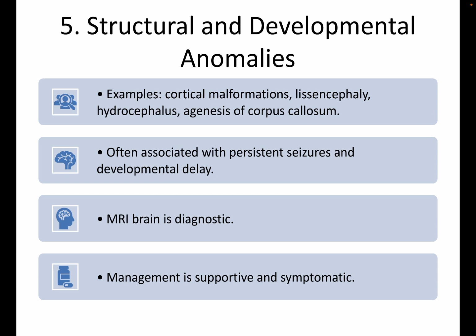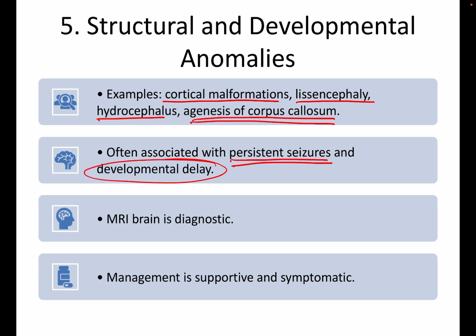Coming to structural and developmental anomalies. Examples include cortical malformation, lissencephaly, hydrocephalus, agenesis of corpus callosum. It is often associated with persistent seizures and developmental delay. MRI is usually diagnostic as they are mostly space-occupying lesions. Management is usually supportive and symptomatic.